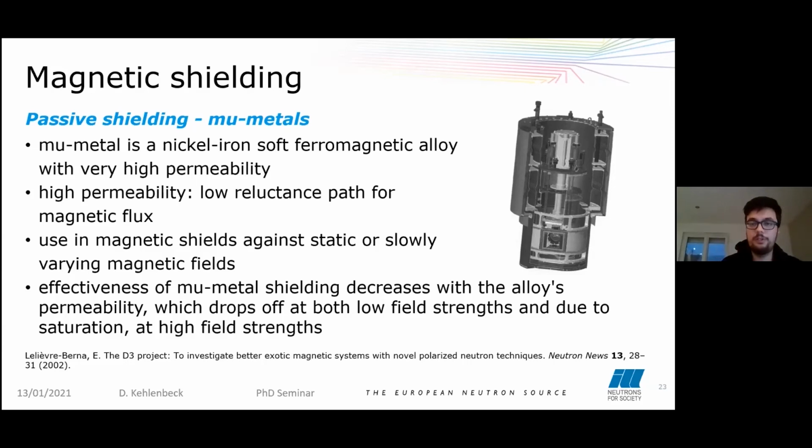Here in the picture, you can see the cryopod where the superconducting precession coils will be decoupled by combining Meissner screens and mu metal yokes. And I will explain later what these Meissner screens are.